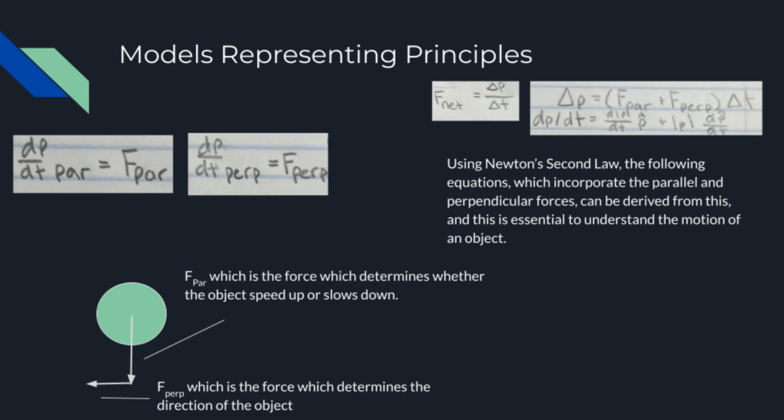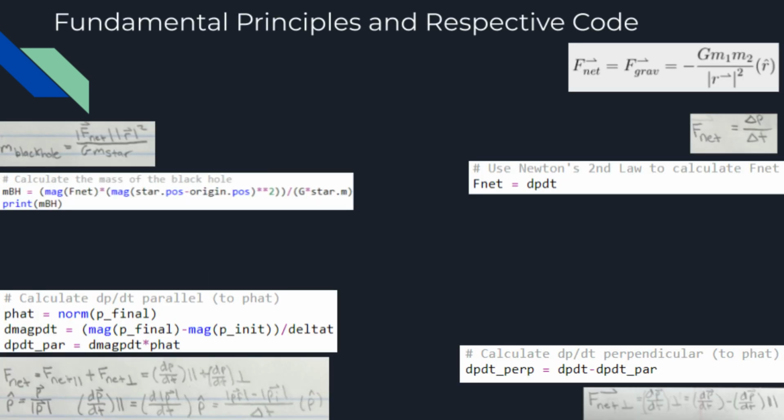Using Newton's second law, the following equations can be derived. The parallel force is the force which determines whether the object speeds up or slows down, while the perpendicular force is the force which determines the direction of the object. Some fundamental principles and respective code are shown here. For example, we have calculating the mass of the black hole, calculating the parallel force, Newton's second law, and also the perpendicular force.